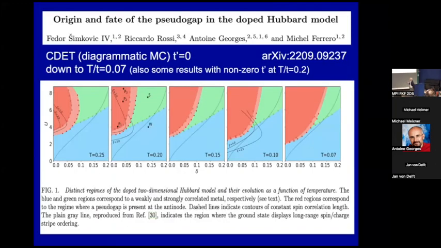And they attempted bravely to extrapolate their results to low temperature. So what you see here is the pseudogap region in red, which is invading more and more of the phase diagram, and eventually where the method sort of breaks down at this temperature, which is not that high. As you see, this is quite a success of the theory. But what Fedor and co-workers attempted is to extrapolate these results to T equals 0.